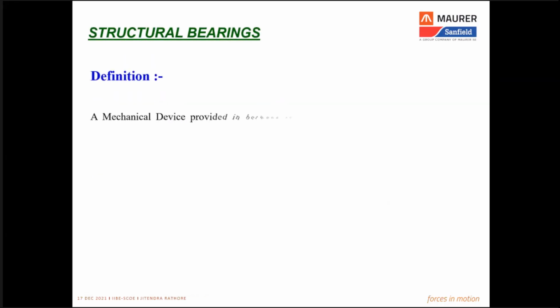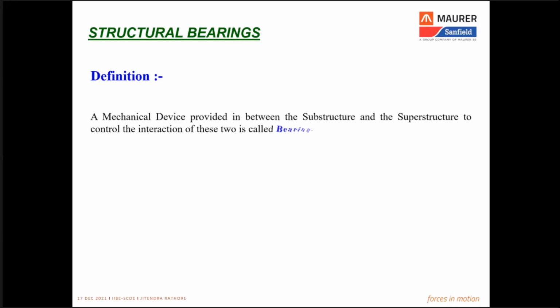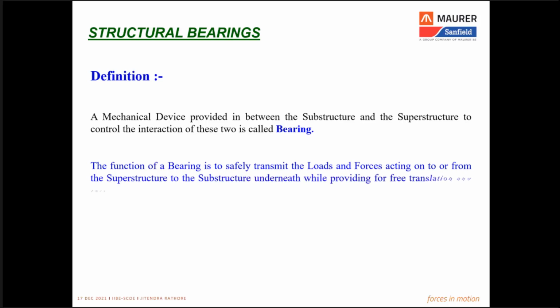So to start with the discussion on the product, that is structural bearings, as the definition goes, we say that the bearing is a mechanical device which is installed or provided in between the substructure part, that is the pier and the pedestal, and the superstructure part, which is the deck segment over which we have our vehicles going. And this device is provided in between these two parts to control their interaction.